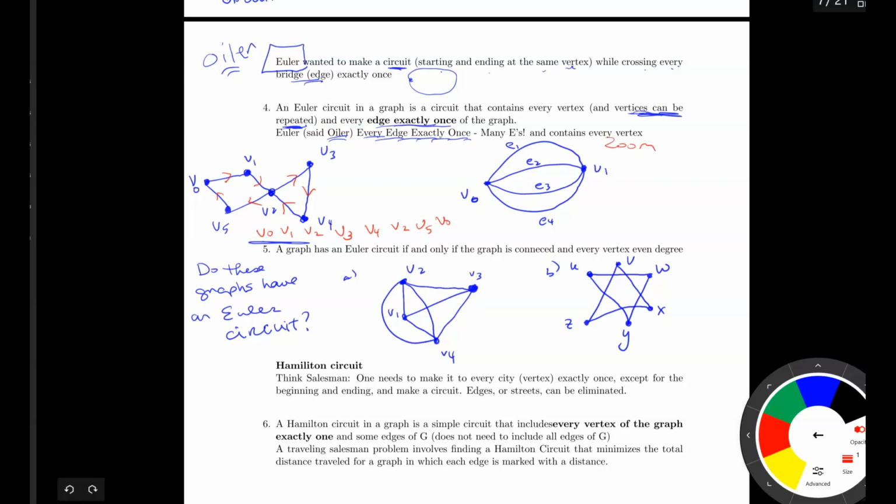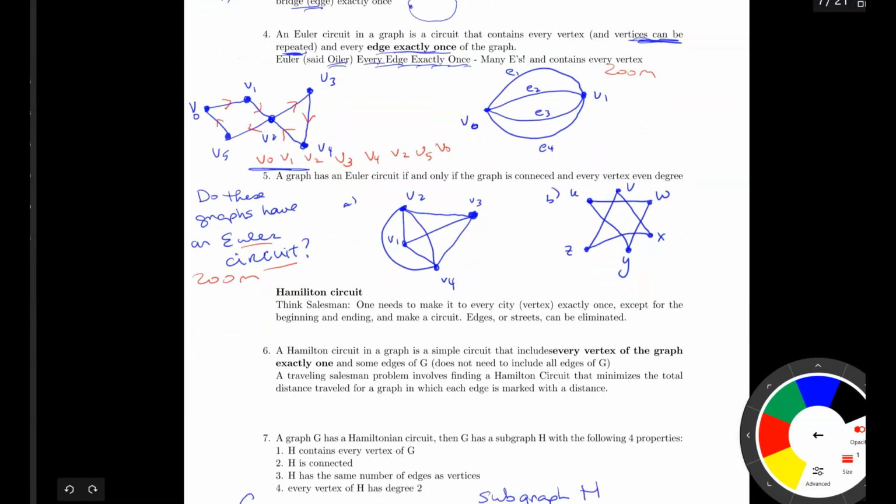You get to do that one. Okay, oh, and you get to do these as well. So I've drawn the pictures for you. So do these have an Euler circuit? So I'll let you do those.